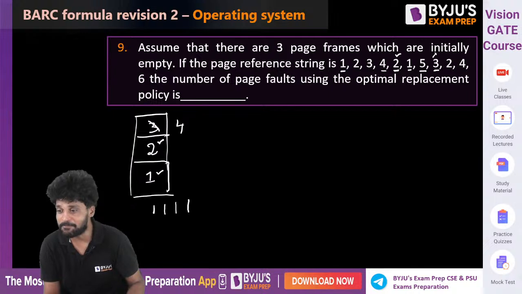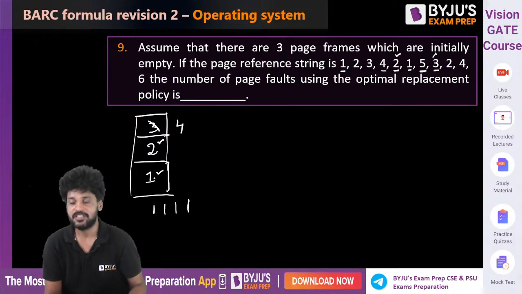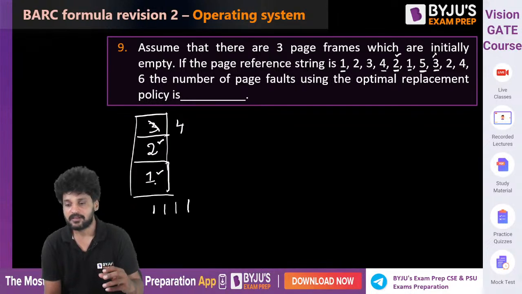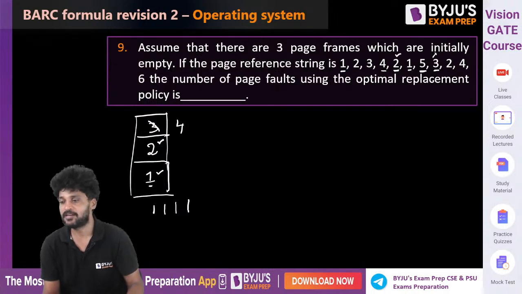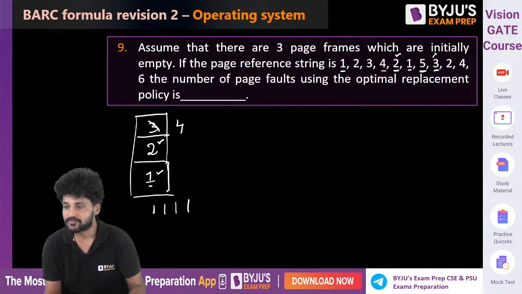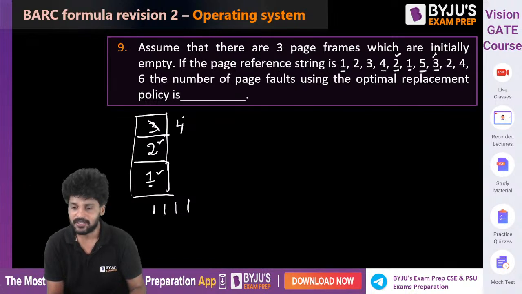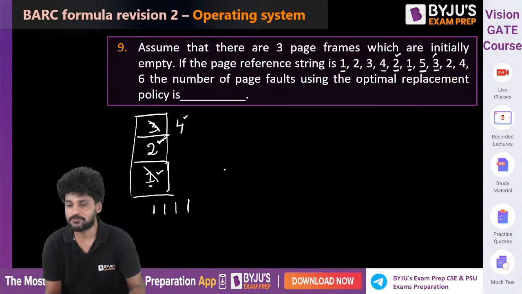Then 5. I need to keep 5 in these frames. In the current main memory, the 3 frames hold 1, 2, and 4, but not 5. So I need to replace one of these pages. Which page must get replaced? Now look in the forward direction. 3, there is no 3. 2, of course there is 2. I cannot replace 2. And 4 also is there. So I can replace neither 4 nor 2. So I can replace 1. So in order to place 5, I can replace 1. There are a total of 5 page faults.